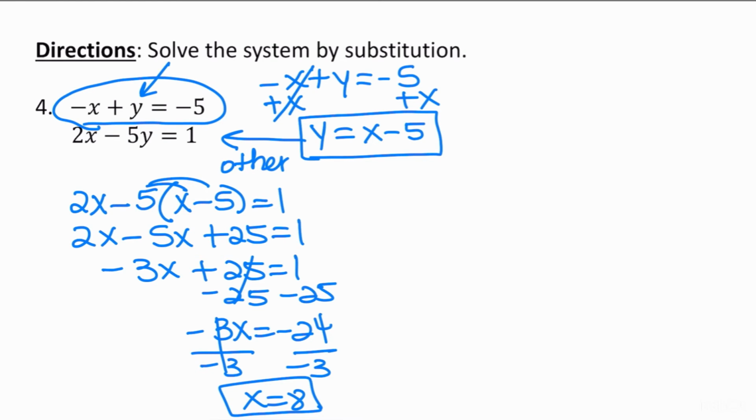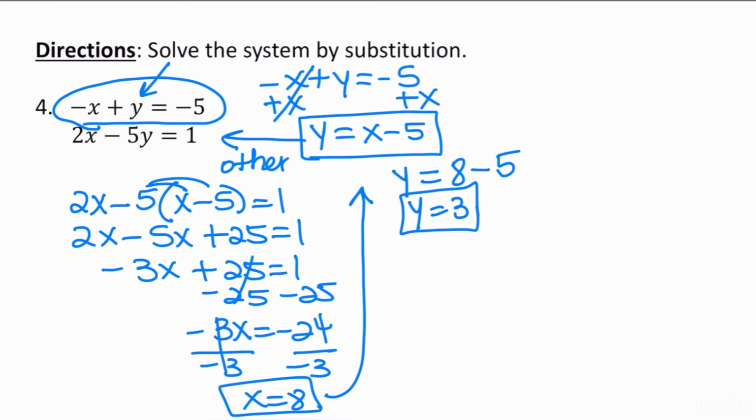Okay? So now that I have x is equal to positive 8, since I already started by getting the y by itself here, it only makes sense to go back to that equation to figure out the value of y. So y is equal to x minus 5, x is 8, 8 minus 5 is 3. That means y is equal to 3. My solution is 8 comma 3. It's always x comma y.